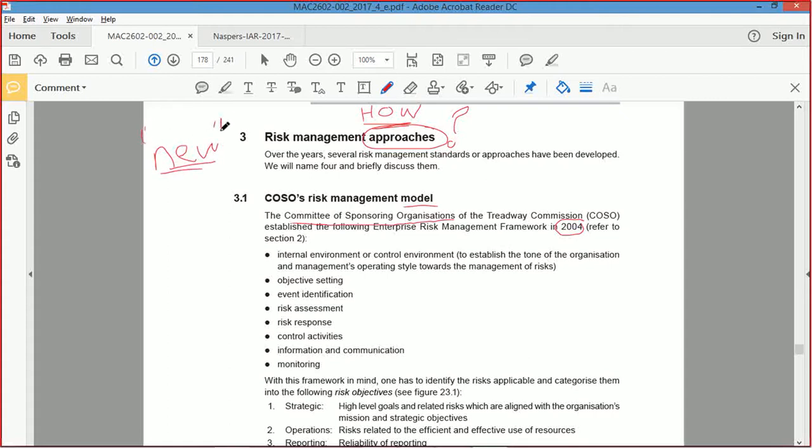So there are different models of doing this. There's the COSO, the Committee of Sponsoring Organizations of the Treadway Commission. This was established as a way to reduce risk. This was back in 2004. Risk management is actually a very new area. When I say new, it's been around for a few years, but you can see 2004, that's like 13 years ago.